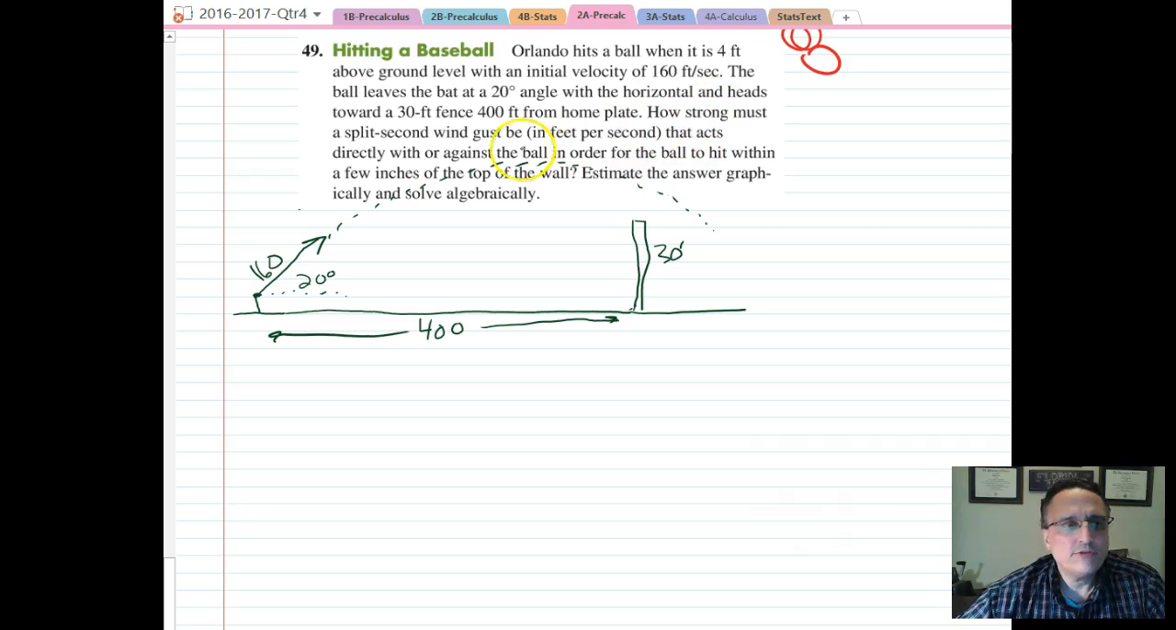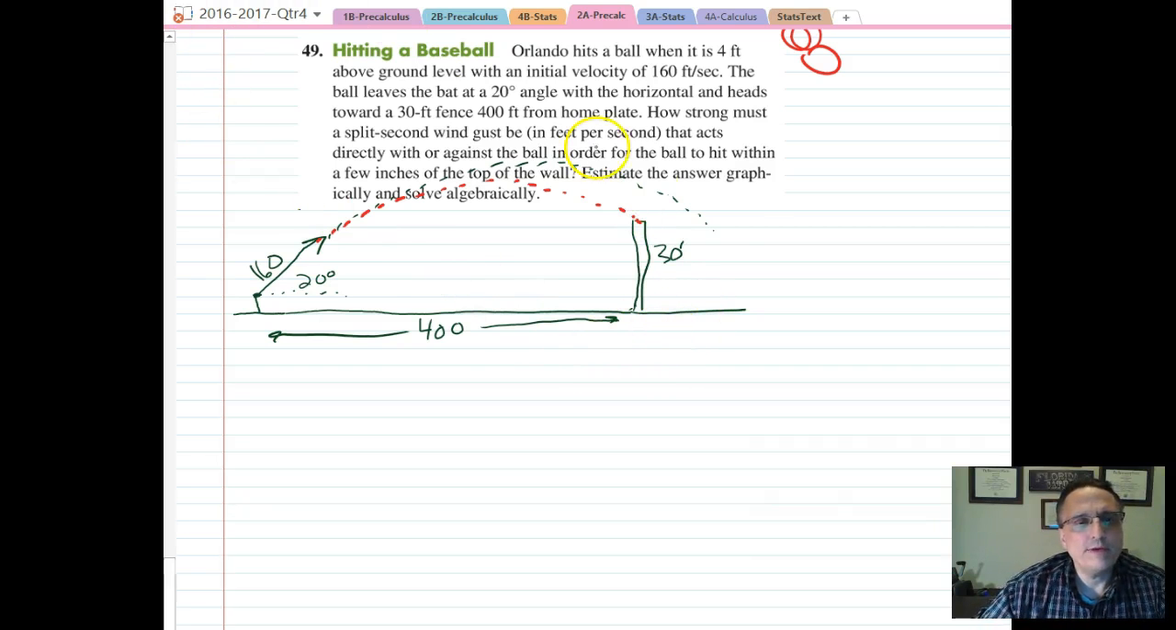And the question says, how strong must a split-second wind gust be, in feet per second, that acts directly with or against the ball in order for the ball to hit within a few inches of the top of the wall? Estimate the answer graphically and then solve algebraically. Basically what we want to do, we want to change the velocity of the ball so that it is going to take a trajectory that would look like this, and hit the top of the wall.